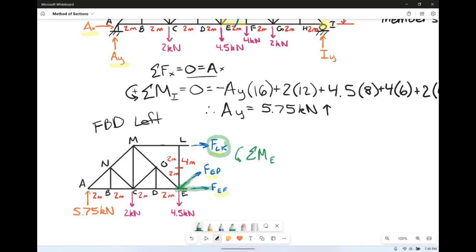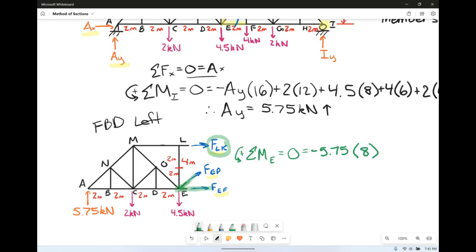If I do that, the only thing that I have as an unknown is force LK. So we can do that. We're going to sum the moments about E, take counterclockwise to be positive, set it equal to 0. So we have our 5.75 kilonewtons, and it's going to be going in the wrong direction. So negative 5.75 kilonewtons, times the distance it is to E, which is 8 meters.